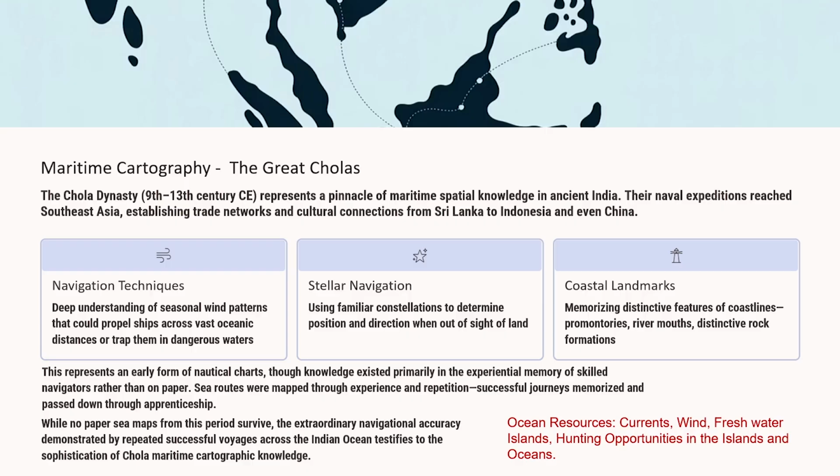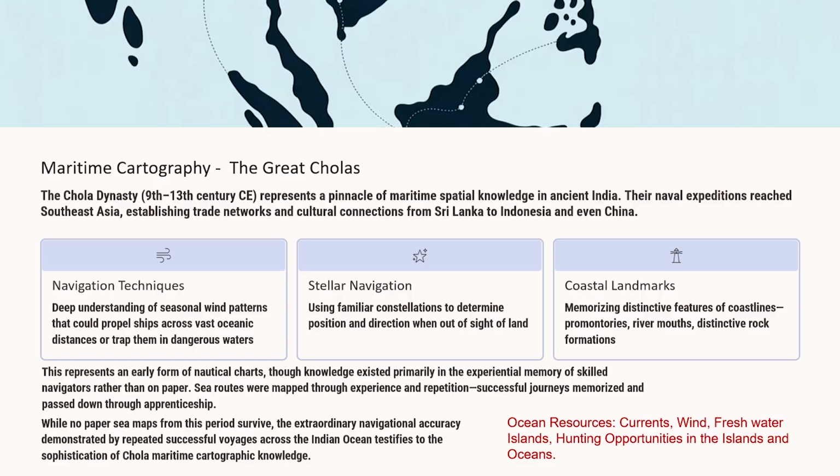They had navigational technologies, stellar understanding, coastal knowledge, island knowledge, knowledge of the currents, knowledge of the winds, knowledge of the currents relating to fresh water, knowledge of the islands where certain resources are available, and knowledge of the islands where certain animals are available for hunting. Therefore, their campaigns through the ships were quite successful. They were the rulers of the whole of Southeast Asia at one time, with maritime cartography.